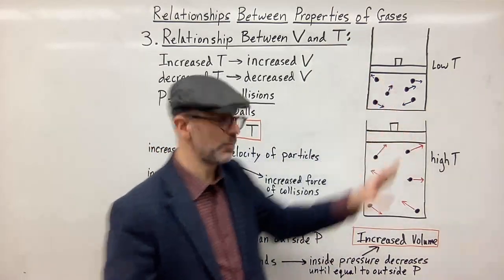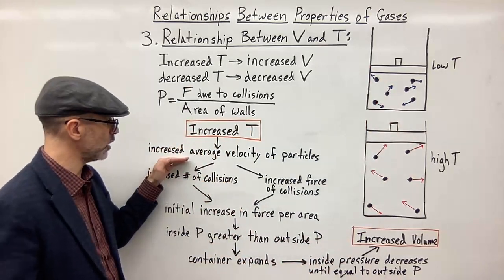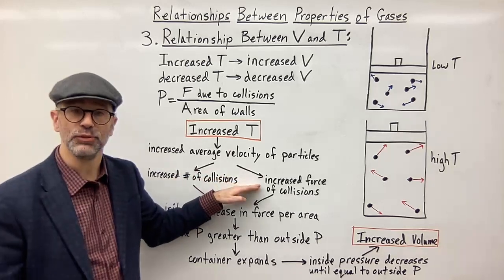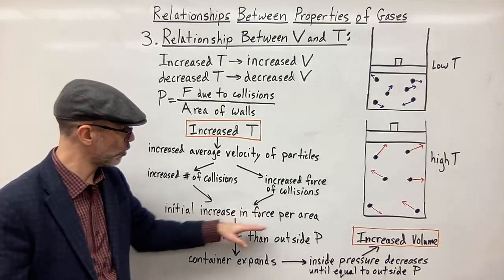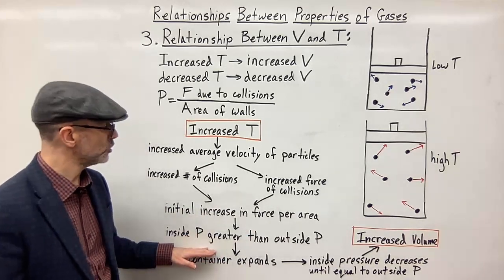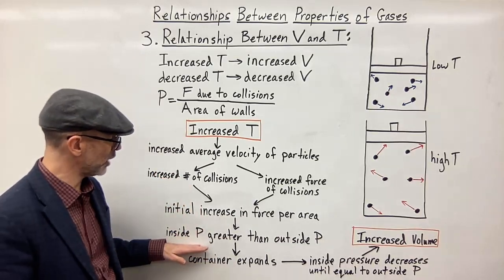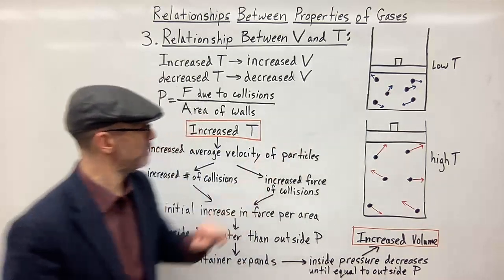We increase the temperature, as I said, increasing the temperature increases the average velocity of the particles, increases collisions, increases the force per collision, and then that's going to increase the initial force per area, which is then the pressure. So the inside pressure is going to increase. That inside pressure is going to be greater than the outside pressure. It's going to push the piston up.